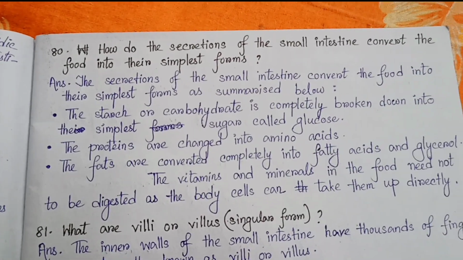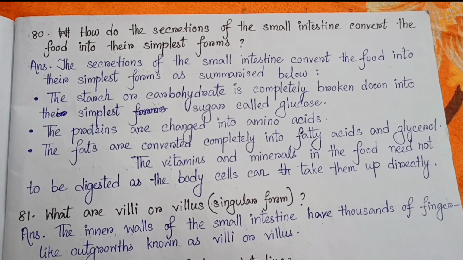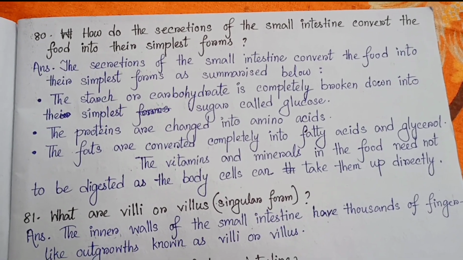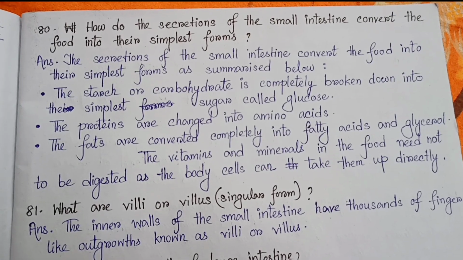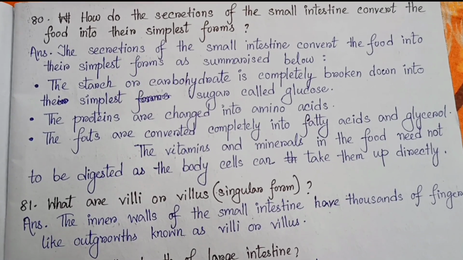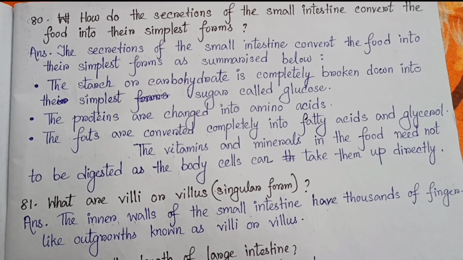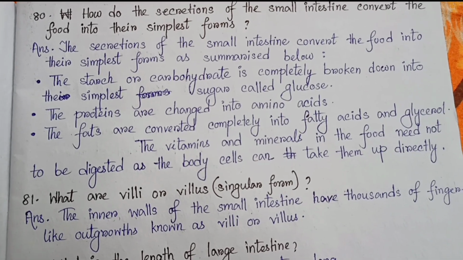Number 80. How do the secretions of the small intestine convert the food into their simplest forms? The secretions of the small intestine convert the food into their simplest form as summarized below.